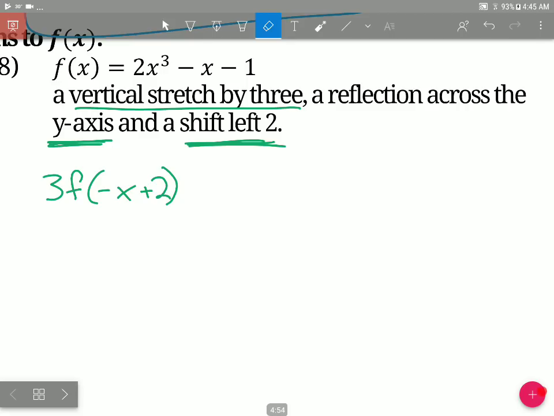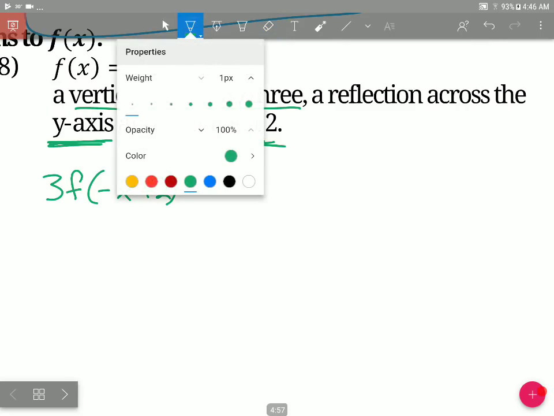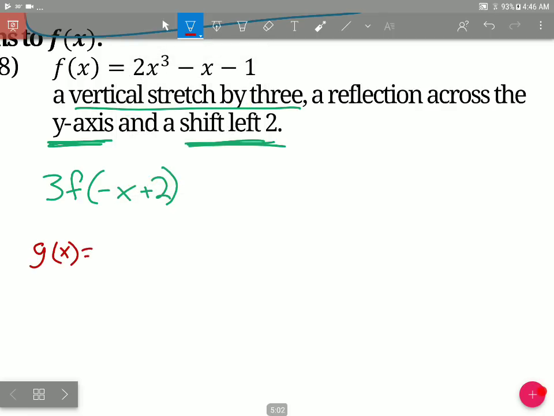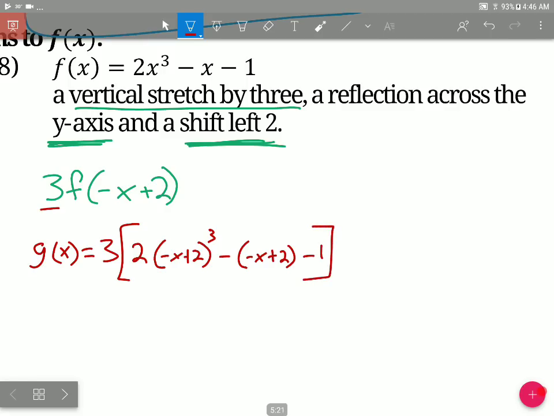So, let's start off by replacing everything. Let's change colors. So g of x equals 3 is on the outside, so 3 on the outside of everything. 2 times negative x plus 2 cubed, minus negative x plus 2, and that was not squared or anything, minus 1. And there's nothing out back, so we don't have to put anything out back. Alright? So, let's start multiplying this out.